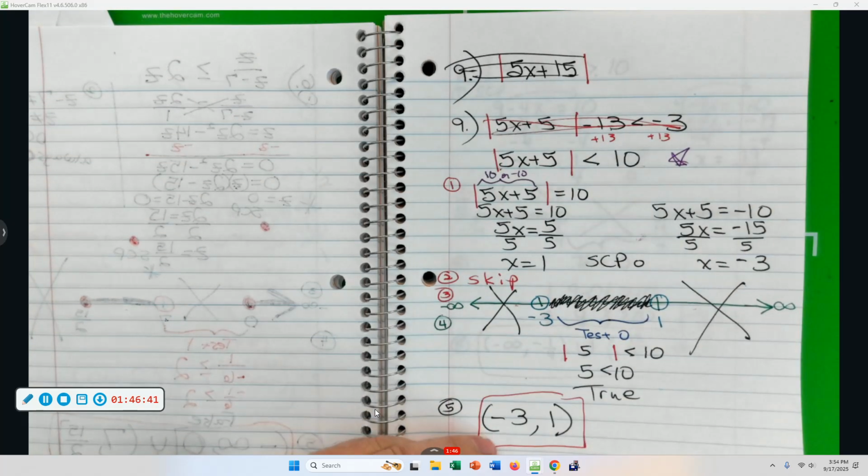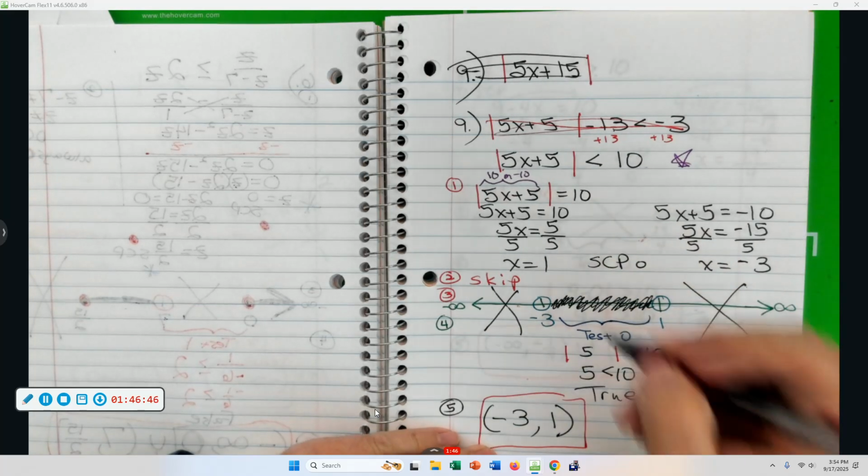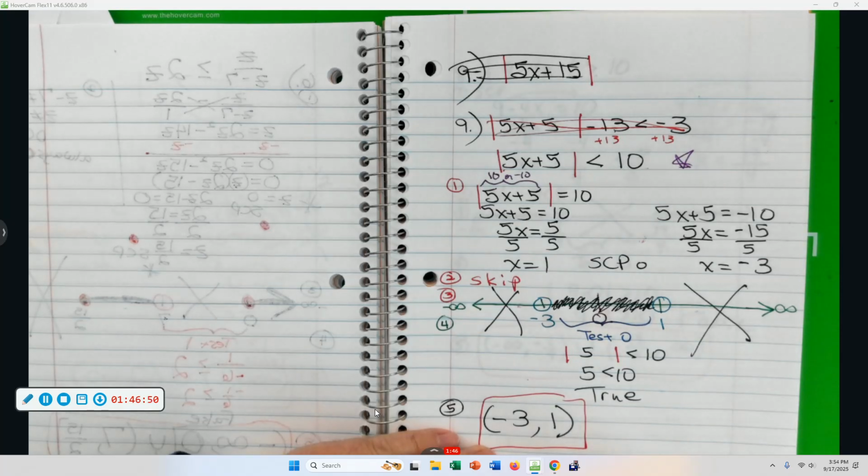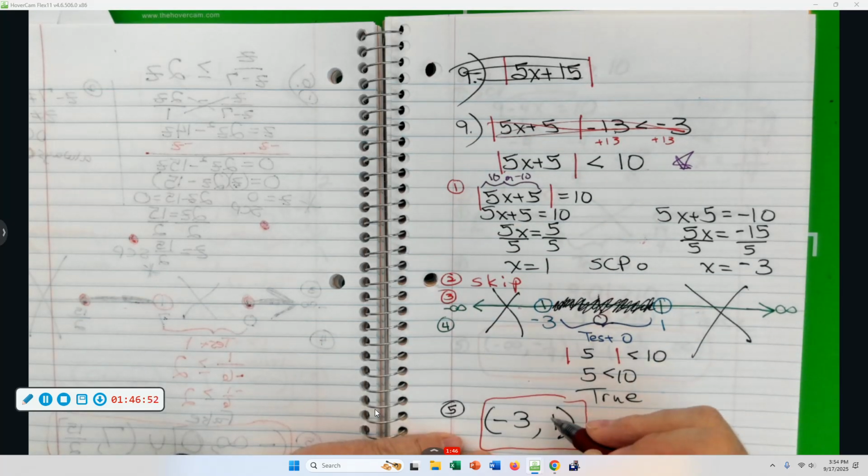No. What we have found is that the students that do stuff like this, oh, I'm gonna test 0, and they label it, all of a sudden they wind up with things like negative 3, 0. They start typing the test value into the interval notation.